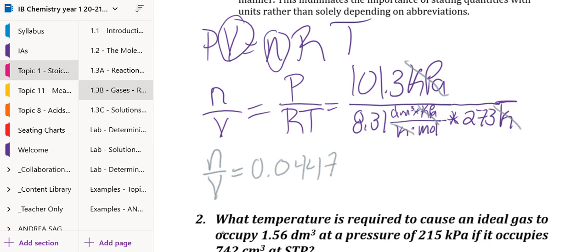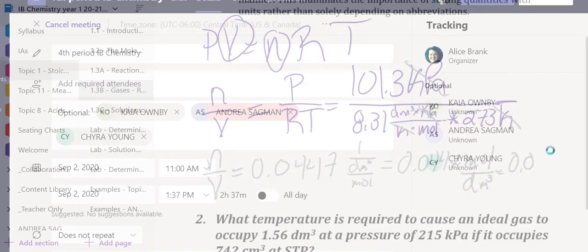Okay, right now, let me rewrite this. Right now, it's 1 over decimeters cubed. So then it would just be decimeters cubed to the -1. It would be 0.0447 moles over decimeters cubed.